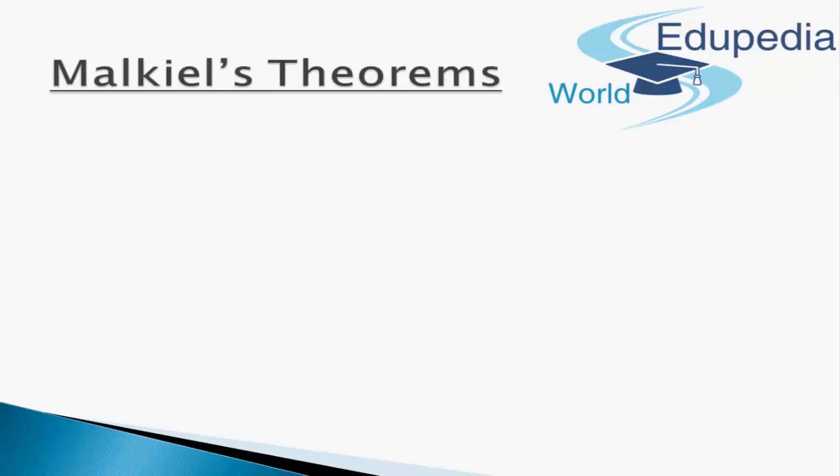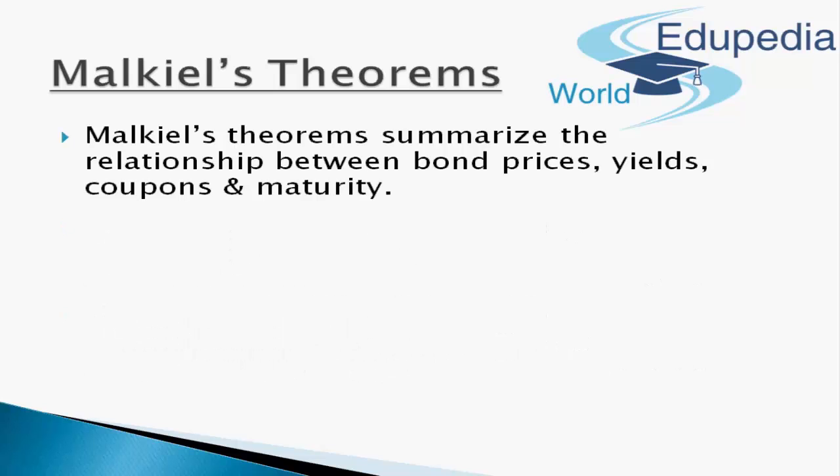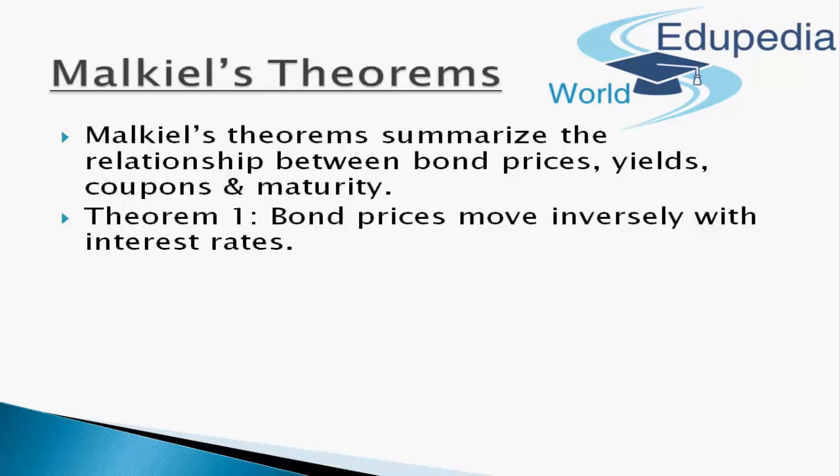Hail Malkiel. So now let's get back to the point and discuss the topic for today. Malkiel's theorem basically summarizes the relationship between bond prices, yields, coupons, and maturity. His first theorem says that bond prices move inversely with interest rates. Or in other words, we can say bond prices and yield move in opposite directions.